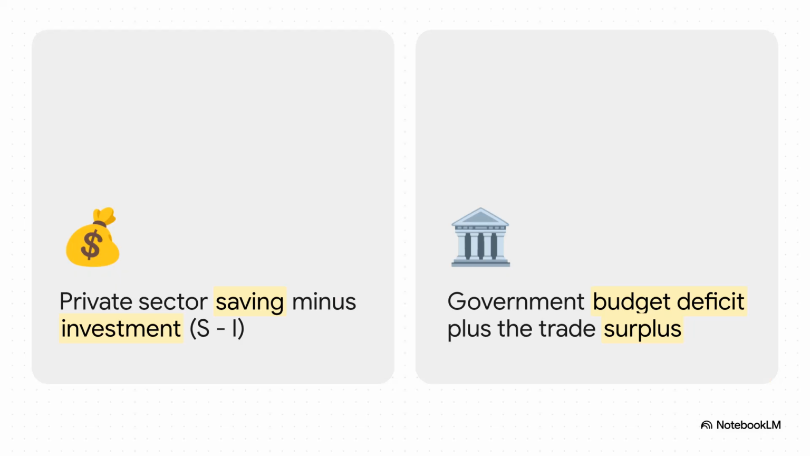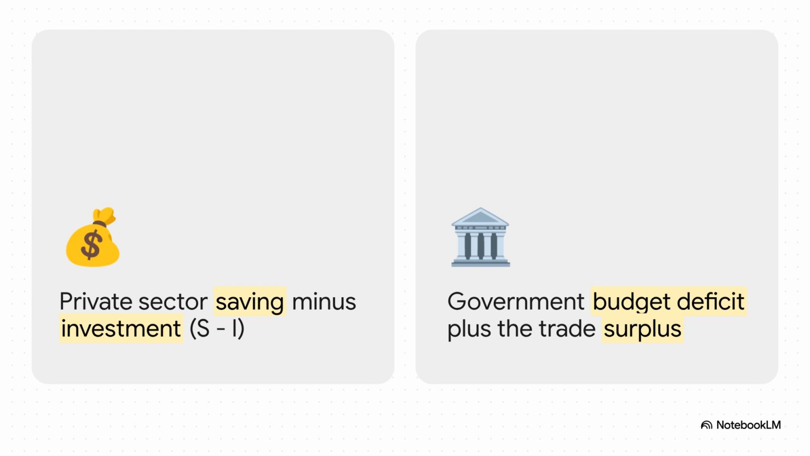But here's where it gets super interesting. We can mathematically rearrange that fundamental identity to reveal a powerful, undeniable truth about where all that money flows. Let's break it down. Look at the left side, S minus I. This represents the private sector, everyday people and businesses. If the private sector saves more money, that's the S, than it invests into building new businesses, the I, you have excess funds. Now, those extra funds don't just vanish into thin air, right?